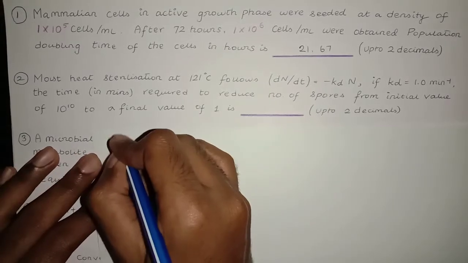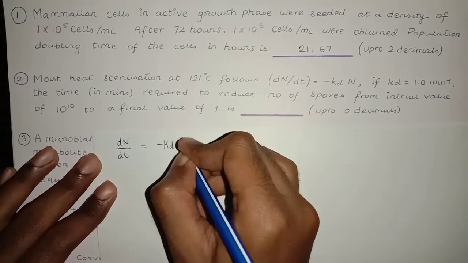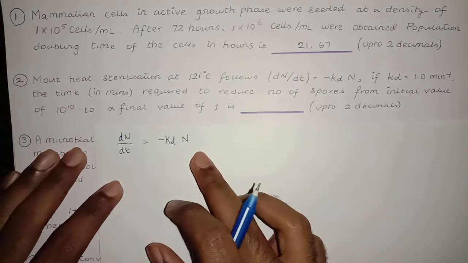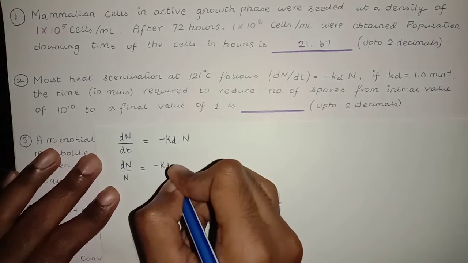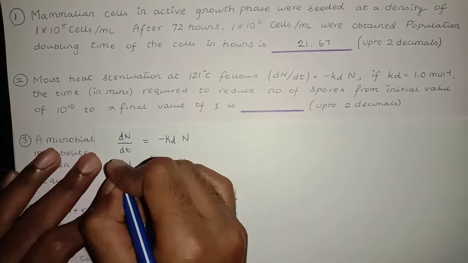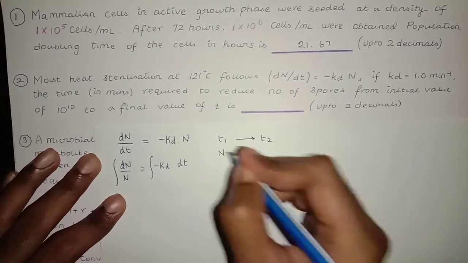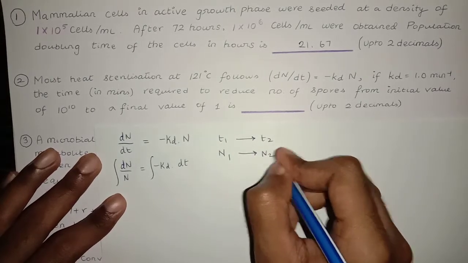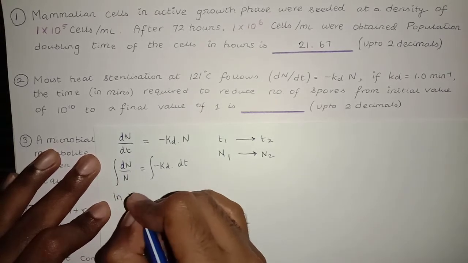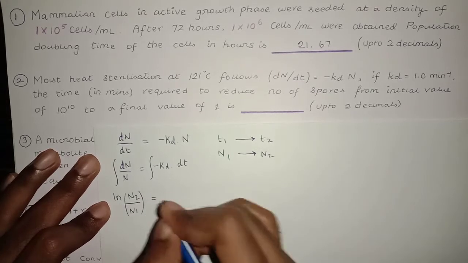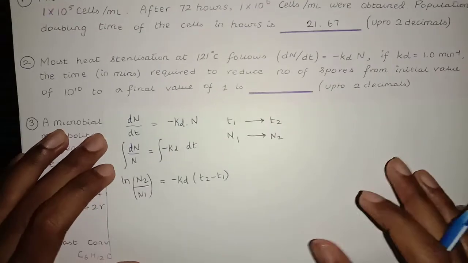Again we have a differential equation, that is dn over dt, the rate of change of cells, is equal to minus kd times n. First order differential equation with respect to n. Let's solve this. Therefore dn over n is equal to minus kd times dt. Let's integrate. We need to have the limits, that is say from t1 to t2 it makes the cells go from n1 to n2. dn by n is ln n, and applying limits we get ln n2 over n1 is equal to minus kd times t2 minus t1.